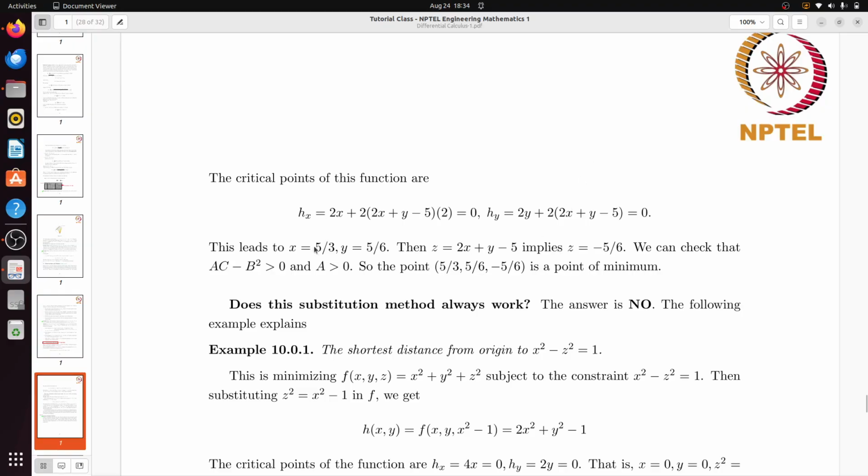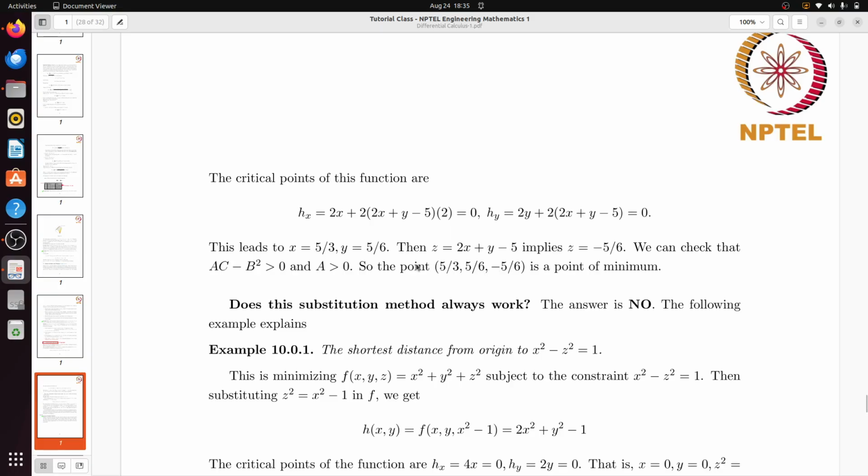So your x equal to 5 by 3, y equal to 5 by 6, and 2x plus 2y minus 5 implies z equal to minus 5 by 6. You can check that AC minus B square is greater than 0 and A is greater than 0. So (5/3, 5/6, minus 5/6) is a point of minima.